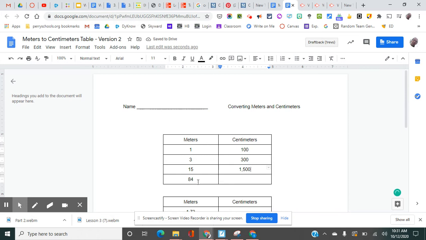What would this one be? 84 meters. 8,400, right? It's the biggest one.